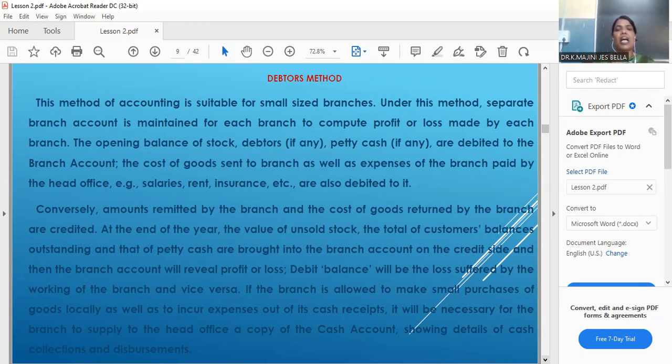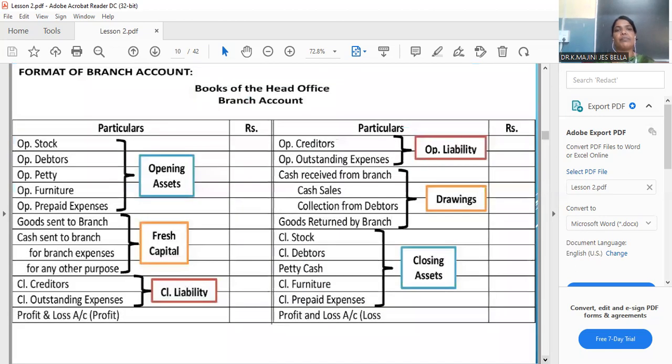If the branch is allowed to make small purchases of goods locally as well as to incur expenses out of its cash receipts, it will be necessary for the branch to supply to the head office a copy of the cash account showing details of cash collections and disbursements.